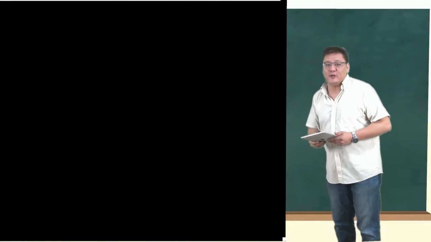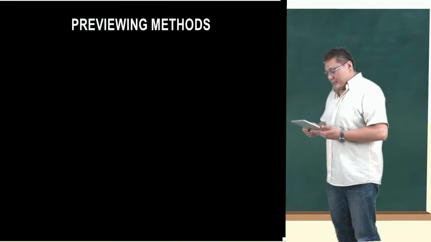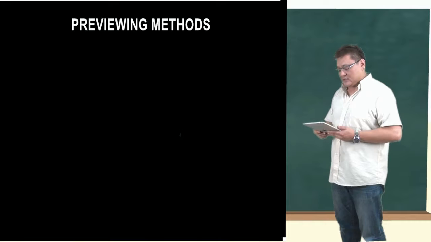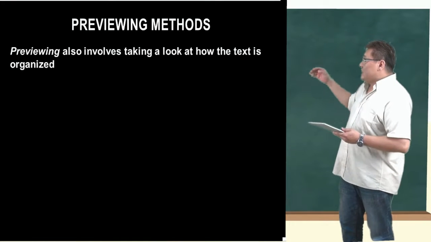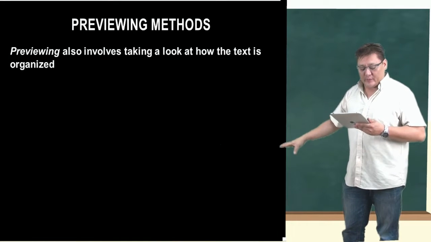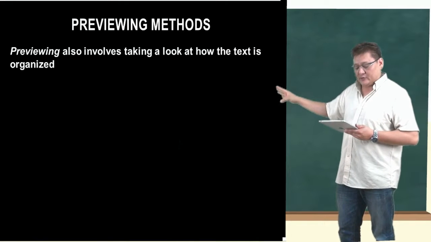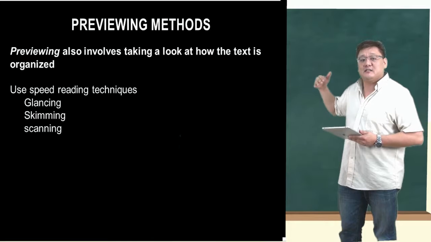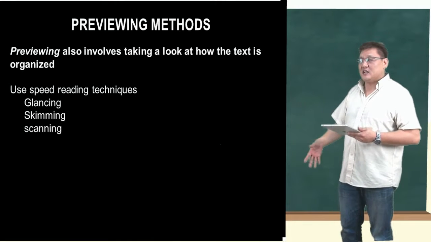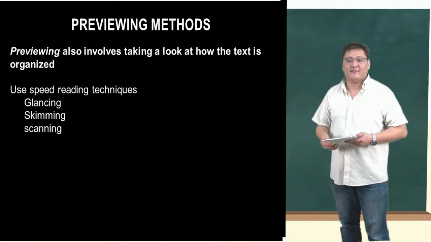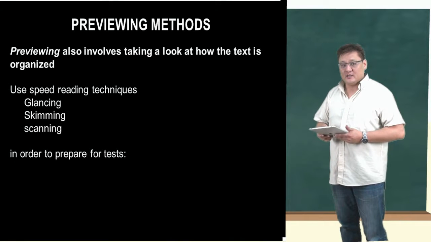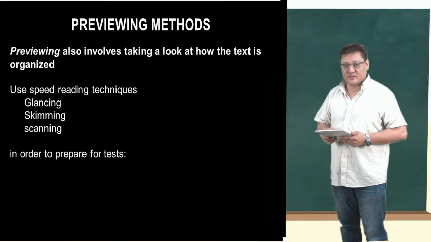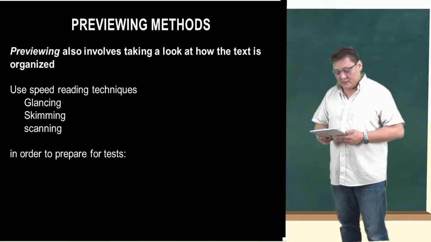Okay, now the previewing method is really unique, okay? Now the previewing method also involves taking a look at how the text is organized, okay? Now, you're going to look at it really quickly, okay? Because this is a speed reading technique, you have to do glancing, skimming, and scanning, okay? Now, because this is a test, okay? This is not something I give you for homework. You have a couple days to finish, okay? This is a 20-minute test for 5 to 7 passages of paragraphs. Okay, so let's look at it.